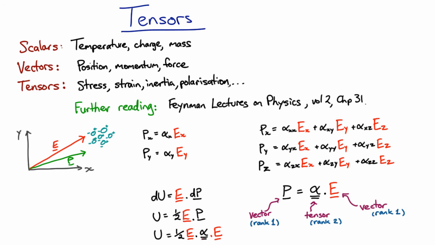And so another thing that the polarizability can do is take 2 vectors to a scalar. So it can take 1 vector to another vector. It can also take 2 vectors to a scalar in this relationship here. And in fact, it can do all the things that matrices can do.